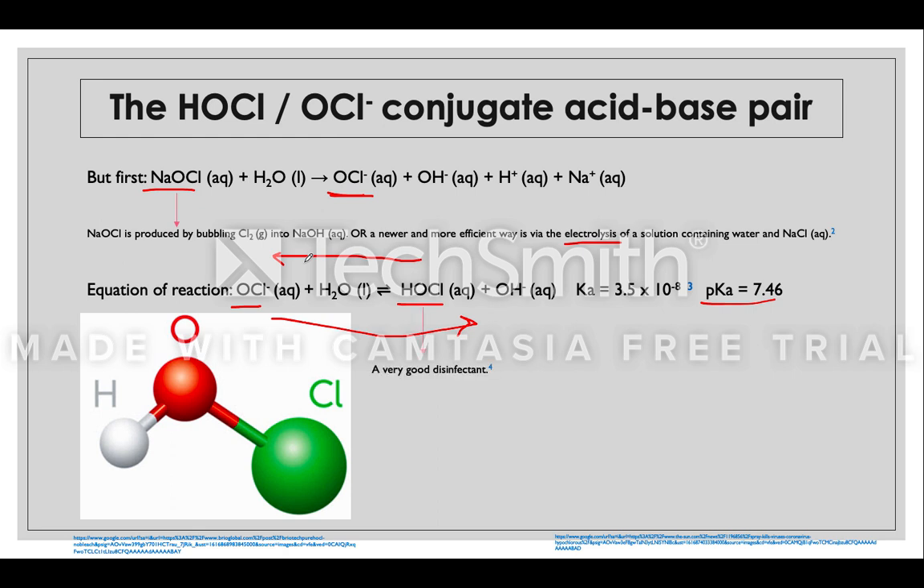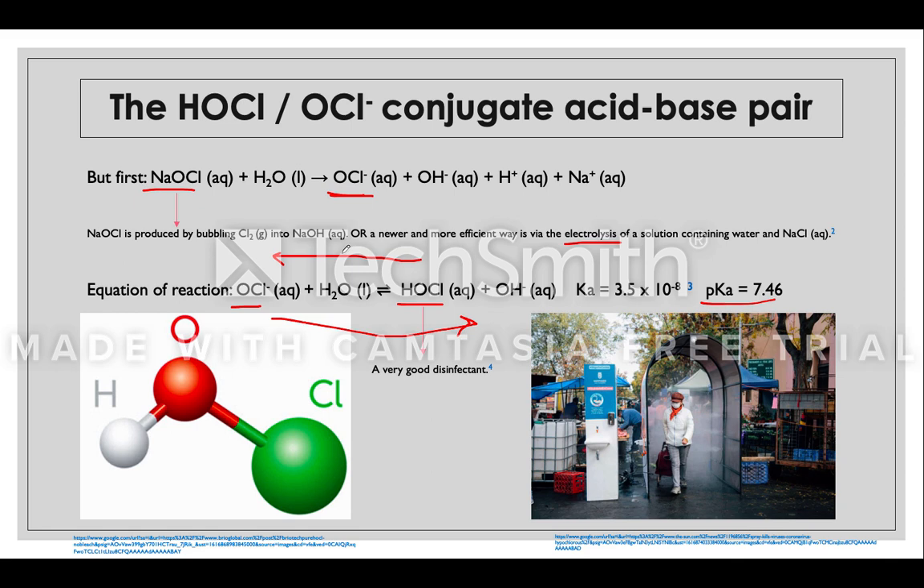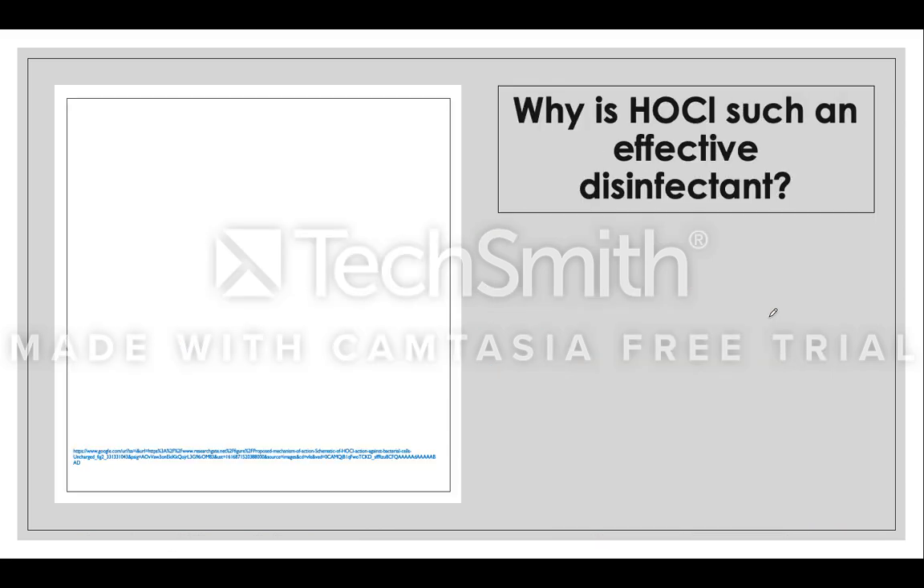Well, it is an extremely good disinfectant. And actually, we literally spray it on people right now because of COVID-19. I don't know where this is, but before people enter a store or wherever, they're literally spraying hypochlorous acid onto people to kill any COVID-19 if it were to be on their skin or coat or suitcase or whatever it may be. And so, why is hypochlorous acid such an effective disinfectant?